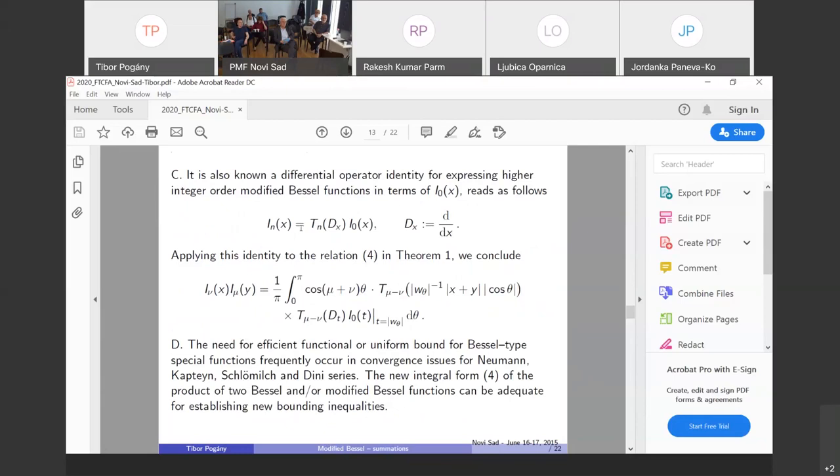Finally, we can present a modified Bessel function in terms of a differential operator, which is an argument of the Chebyshev polynomial. You can see what we get, and it is another form of the same integral. And finally, what can we do with the Neumann, Kapteyn, Schlömilch, Dini series, Fourier-Bessel series with that new integral form?